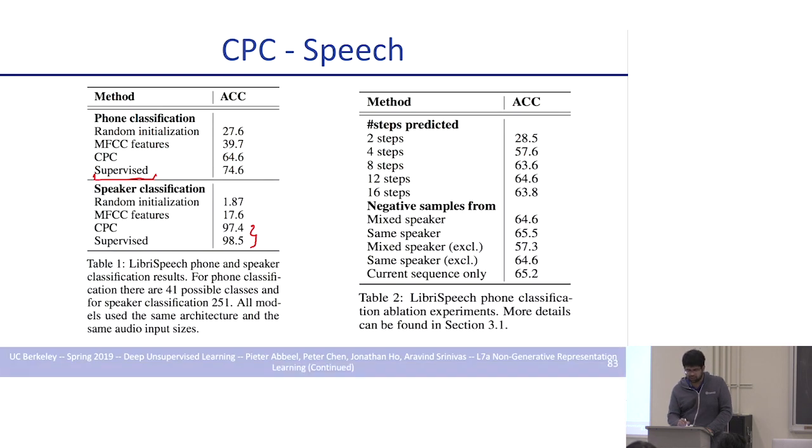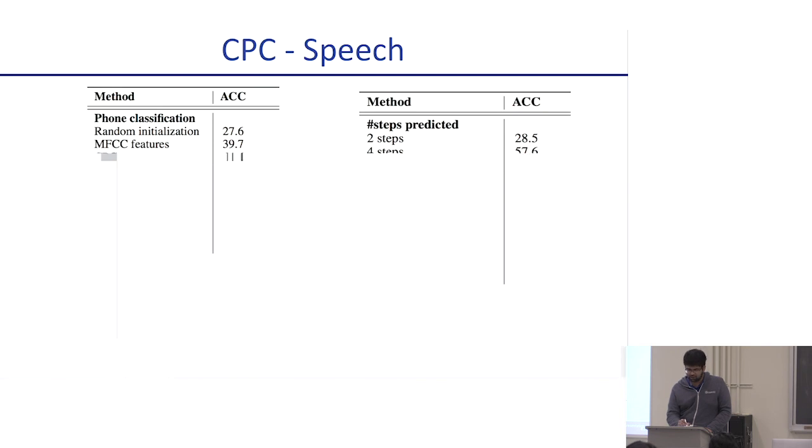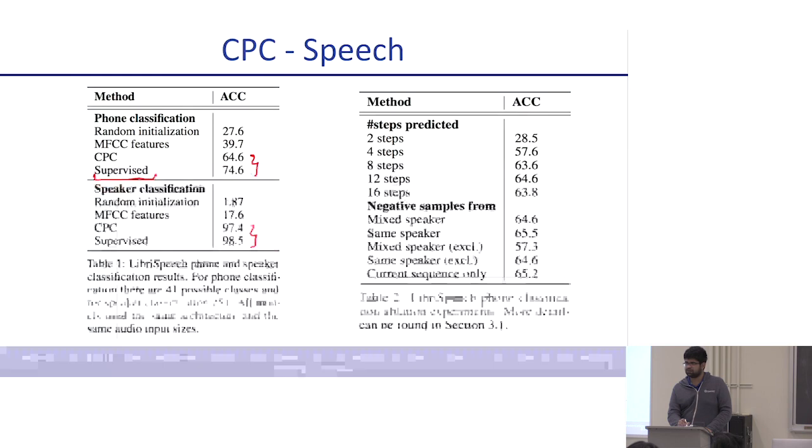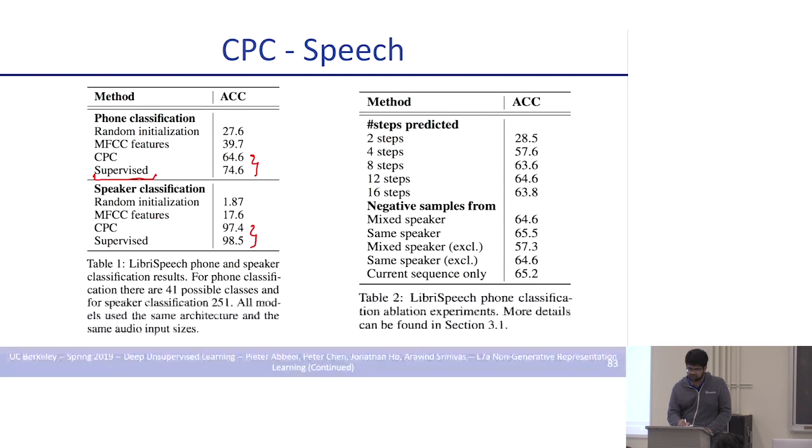And on the phoneme classification task, it's much lower if you use a linear model. So it means that CPC is not really able to recover very linear features. But in the paper, they report that if they use an MLP, a two-layer MLP with some nonlinearity, they can get it up to 72%, again really close to the supervised result.